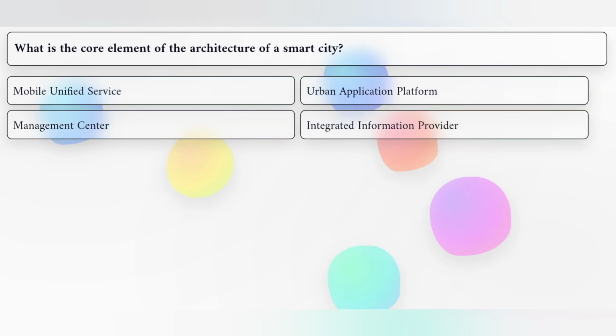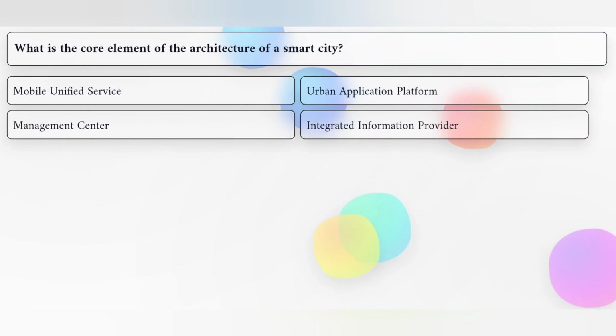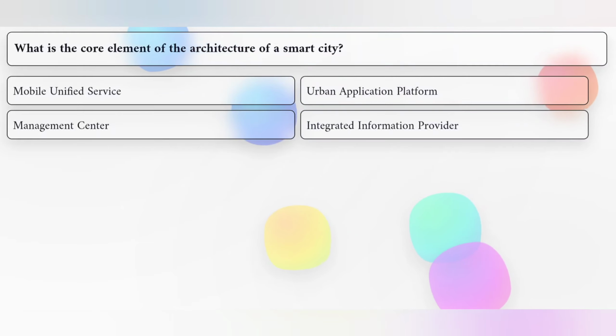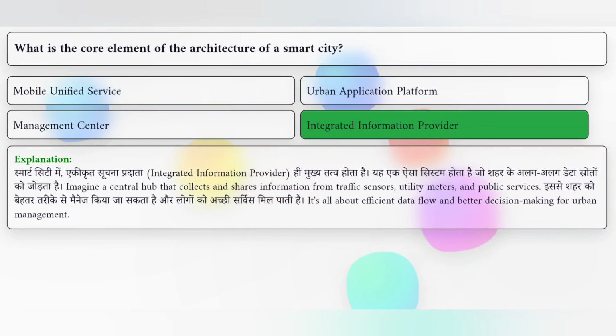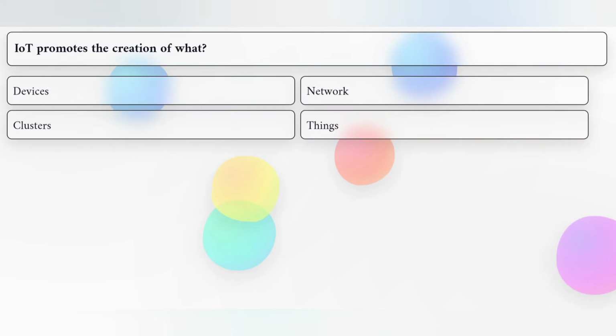What is the core element of the architecture of a smart city? Mobile Unified Service, Urban Application Platform, Management Center, Integrated Information Provider. IoT promotes the creation of what? Devices, network, clusters, things.